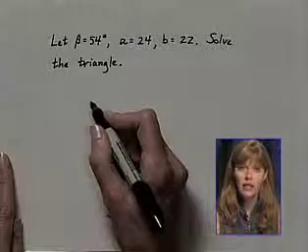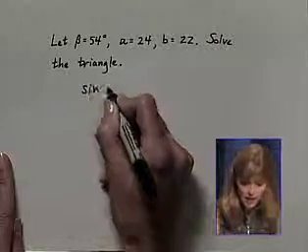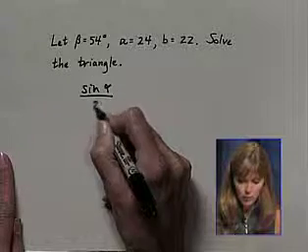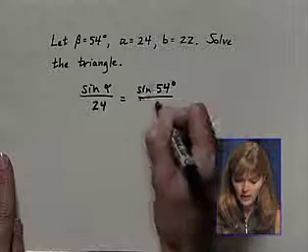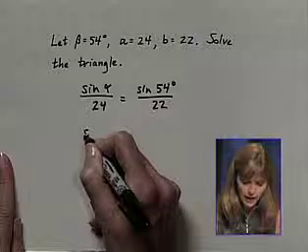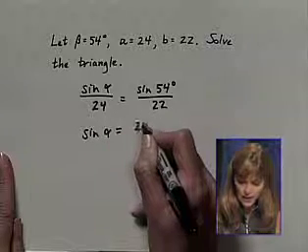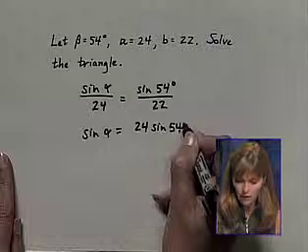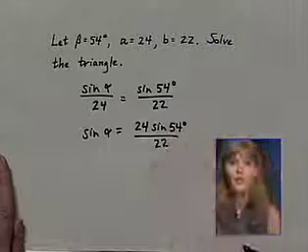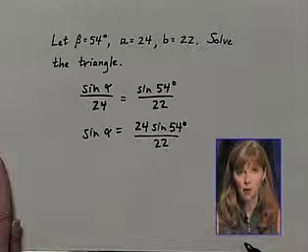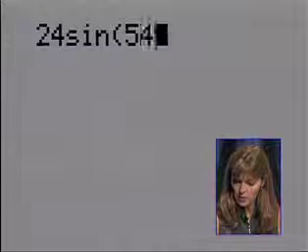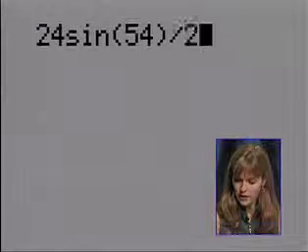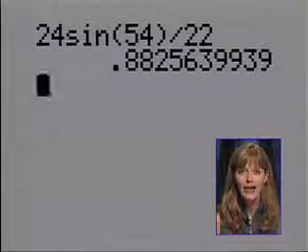Setting up an equation in a similar manner, we're going to have sine of alpha over the value A, which is 24, is equal to the sine of beta, which is 54 degrees, divided by 22. Again, multiplying through by the denominator, in this case, is going to give us 24 times the sine of 54 degrees divided by 22. Again, let's rely on our calculator to give us an approximate value here. We're going to substitute in 24 times the sine of 54 degrees divided by 22. We come up with a value which is approximately 88/100.